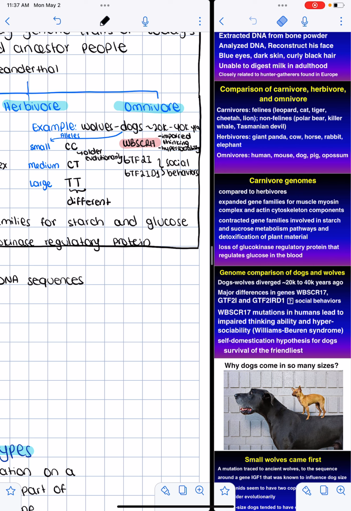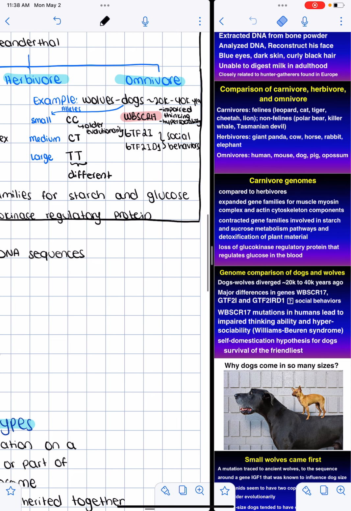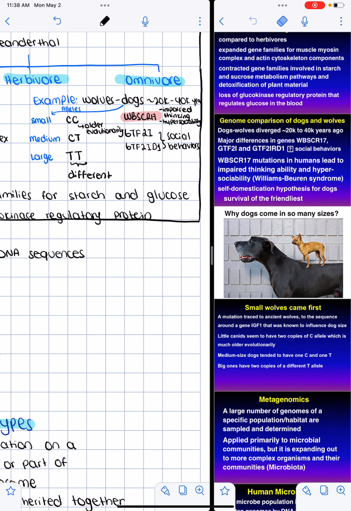Dogs: the small dogs usually have the ACC allele. The medium dogs have CNT alleles, and the big dogs have two copies of a different T allele.